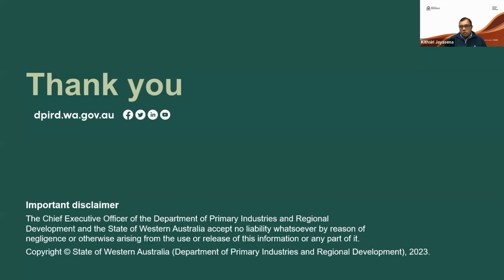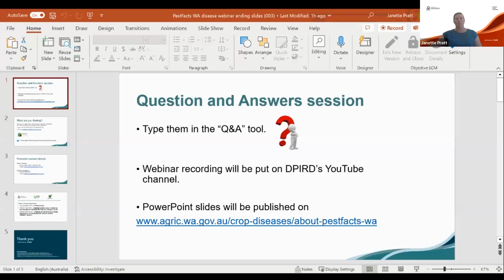Now I will pass over to Janet. Thanks, Keith and Jeff, for those presentations. We now have a bit of time for some questions, if anyone has some. We might wait a couple of minutes for some of them to come through. But in the meantime, Jeff, I have a quick question for you. Can you tell me what we know about the fungicide resistance status of wheat mildew in WA?